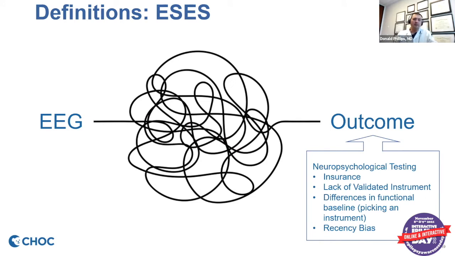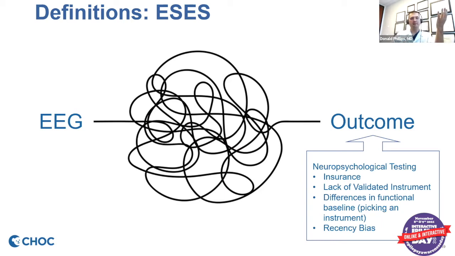The differences in the functional baseline of our patients are significant, as is their age range. And so an instrument that might work for some patients will not work for others. And so we need the ability to assess a broad variety of patients across the neurodevelopmental spectrum.